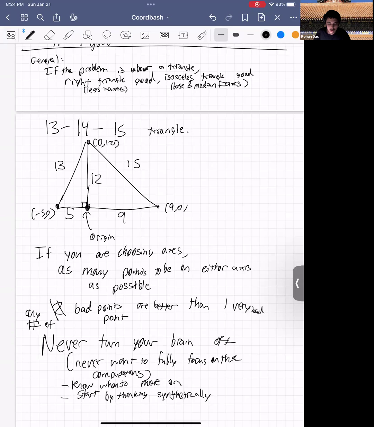So you don't want to start thinking how can you coordinate bash your problem, because that can often prevent you from seeing some very helpful simplifications.